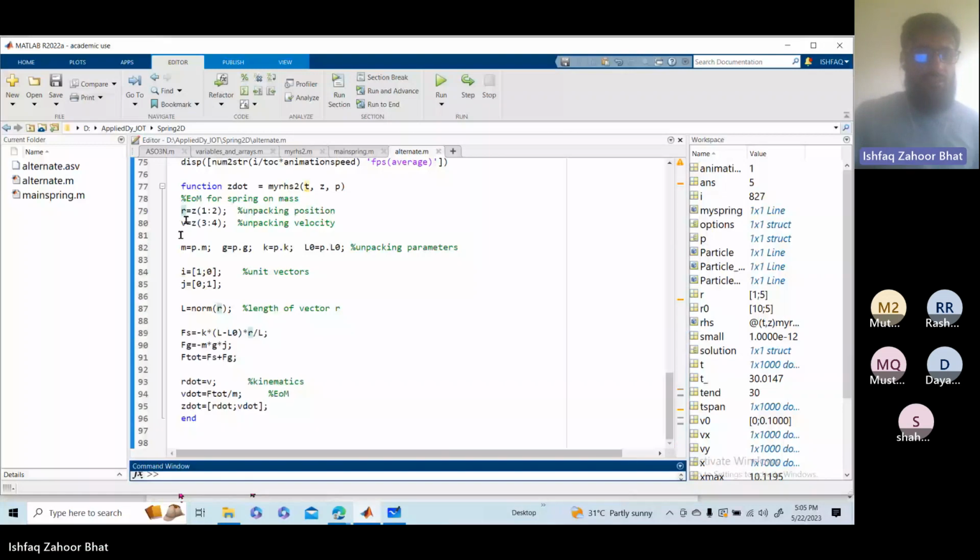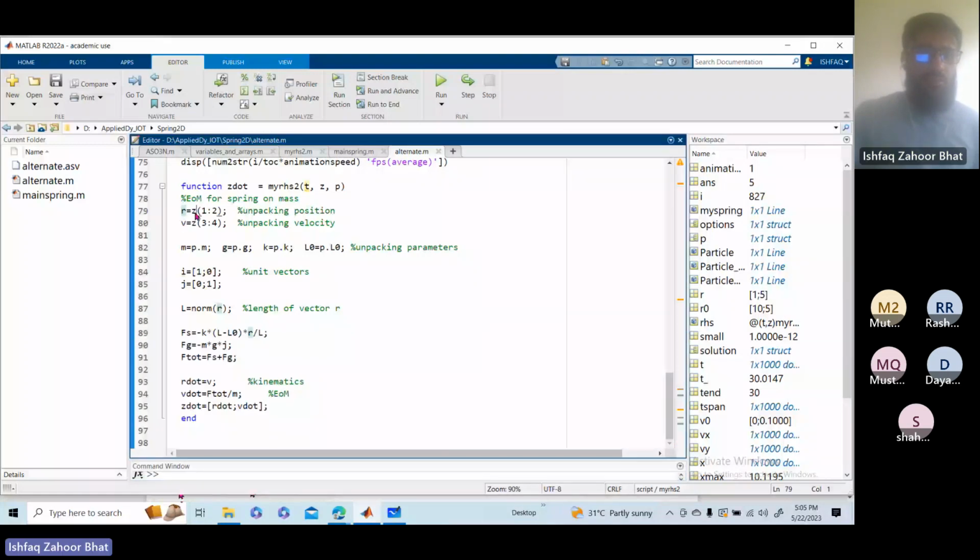So if I have a Z, I am taking the first and second row elements. I have somehow calculated the Z value. You have to imagine that we have the value of Z.